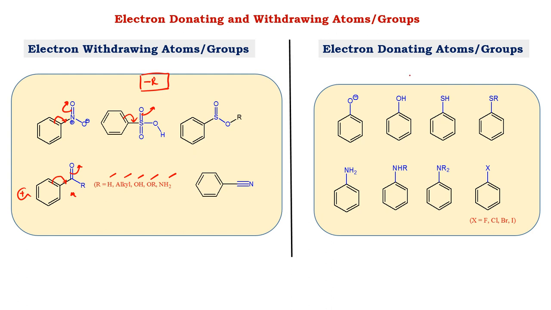On the contrary, on the right hand side, you are seeing those groups which are showing a plus R effect. All these groups are associated with the lone pair. They are the heteroatoms. So they are easily giving electrons to the system, and they are making the system electron rich. So these are the groups or atoms able to donate electrons to the system and making the system more electron rich.